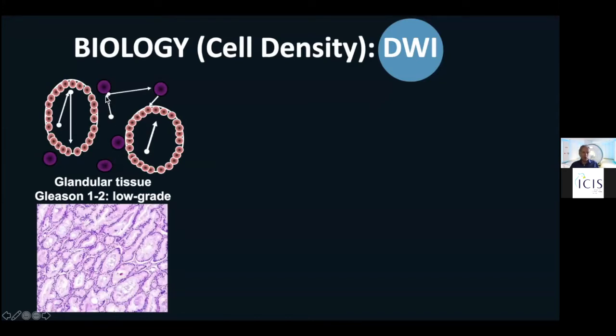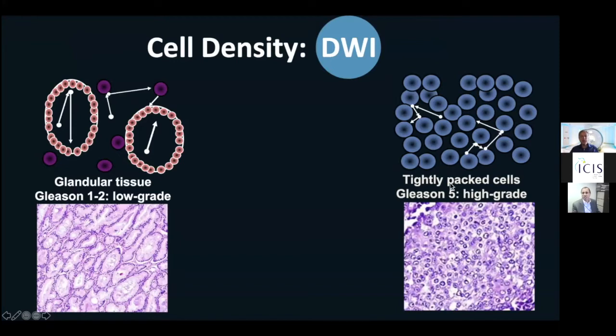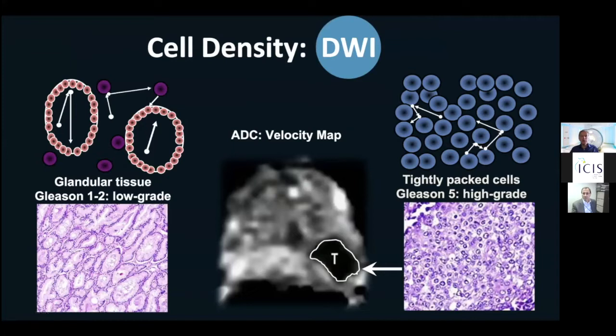With high velocity, it's bright on the DWI images. And if there is a wide area in between the cells, there's a high velocity. However, when the cells are tightly packed, like for example in an aggressive prostate cancer, as you can see over here, the velocity is low. And on the ADC map, the apparent diffusion coefficient map, it is here, it is black. So black on the ADC map is probably an aggressive tumor.